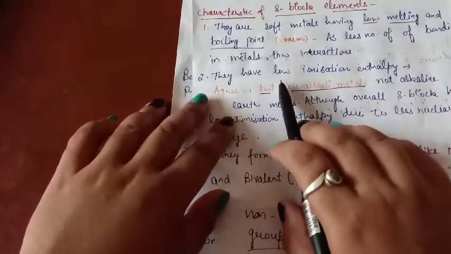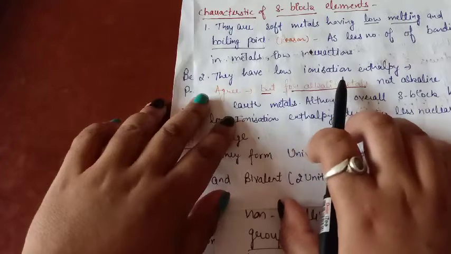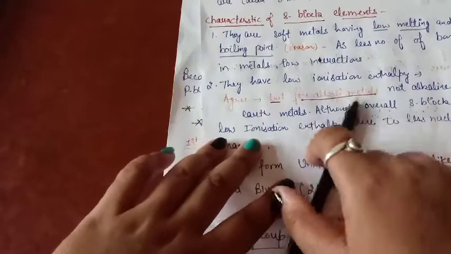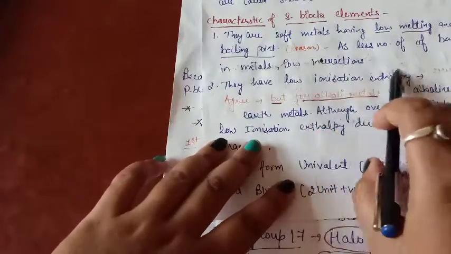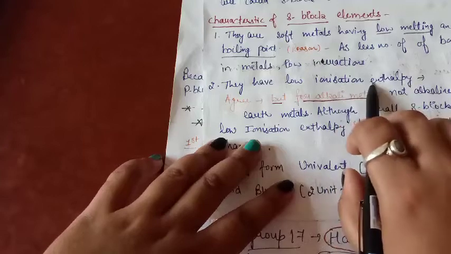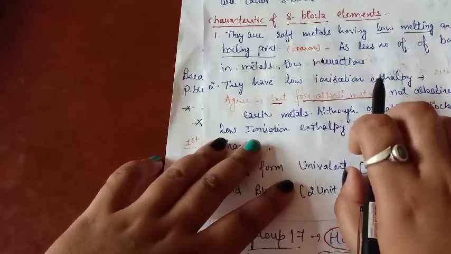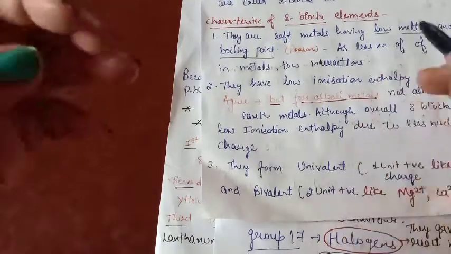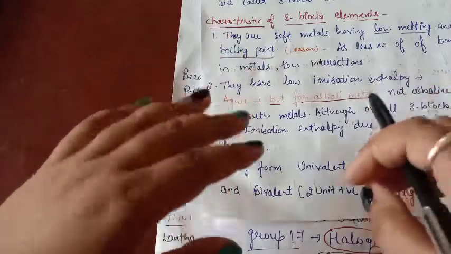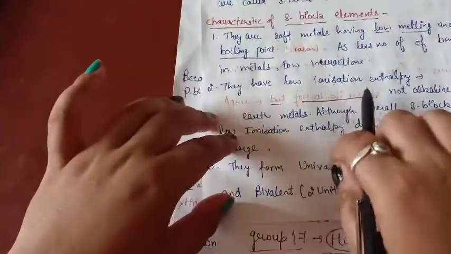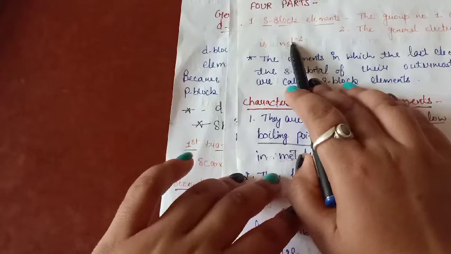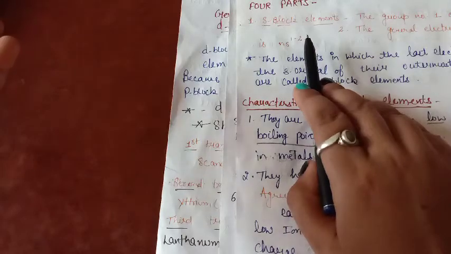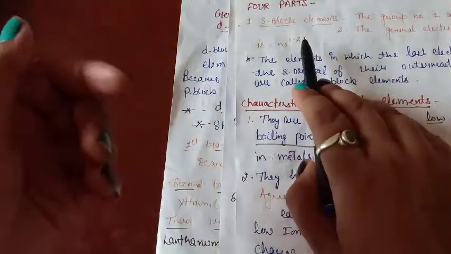Okay, the next point which you have to keep in mind: they have a low ionization enthalpy. First of all, before dealing with the characteristic, you must know what ionization enthalpy is. This you have learned in the 10th standard. Ionization enthalpy is the energy required to remove the electron. In simple words, they have low ionization enthalpy. Why? Because they have only 1 or 2 electrons in the outermost shell, so they can easily lose the electron. If they lose the electron easily, definitely their ionization enthalpy would be low.